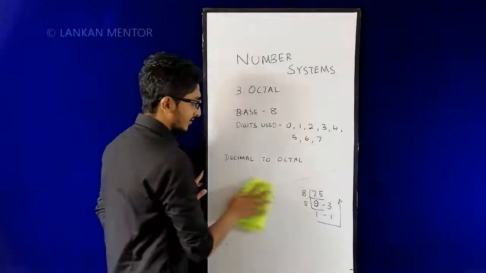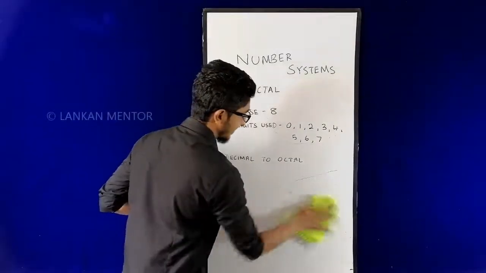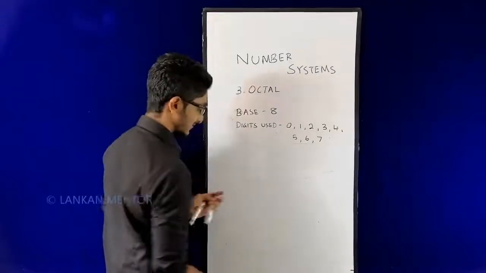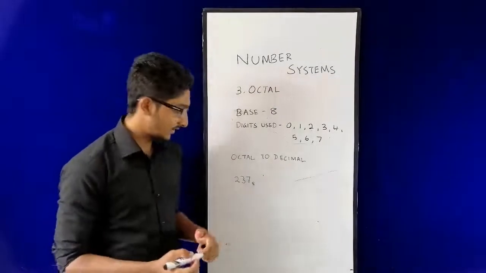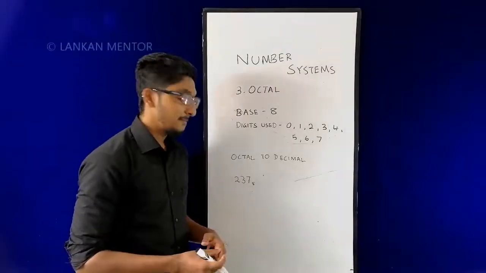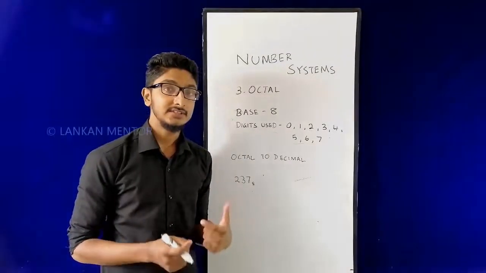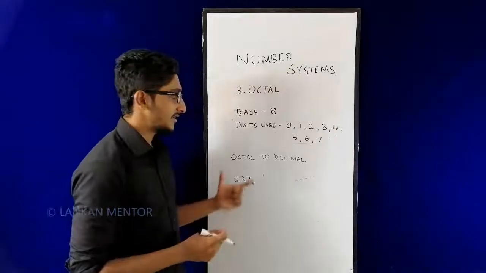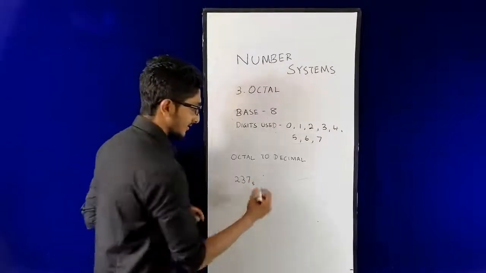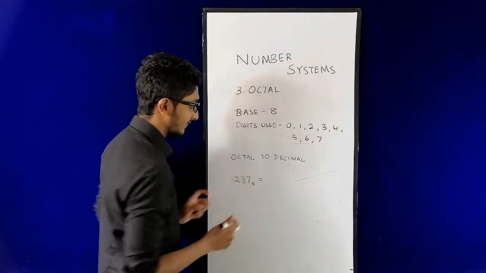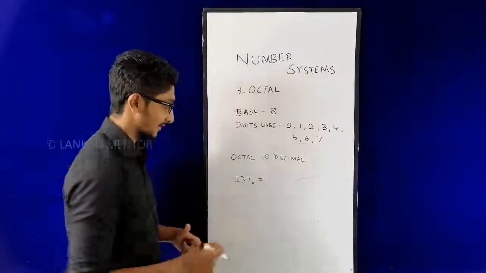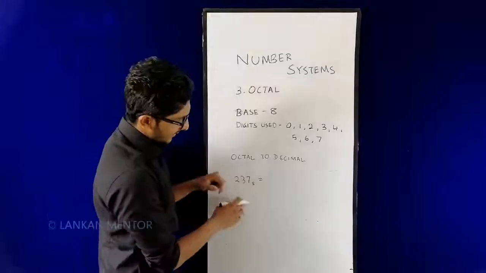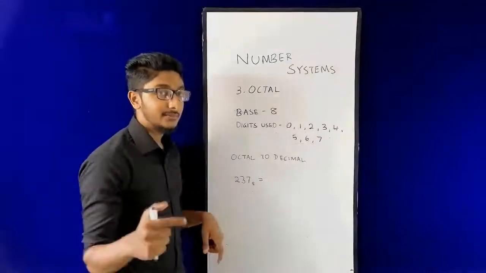Okay. Now we'll go to octal to decimal. We'll change an octal number to decimal number. Okay, 237 base 8. We are going to change it to decimal value. Right? We're going to find the decimal value of 237 octal. Right? The octal value. Right now, again, we go with the abacus method.